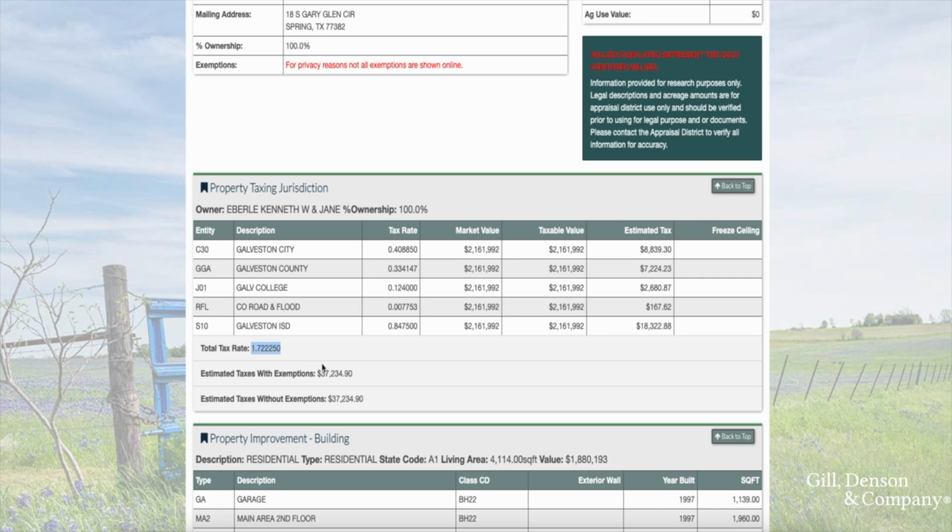It's not always this straightforward. Galveston has a great site for this. Some of the appraisal district websites direct you to the tax office, where you actually have to go in and calculate it and manually add it up. But this one does add up to 1.72%.